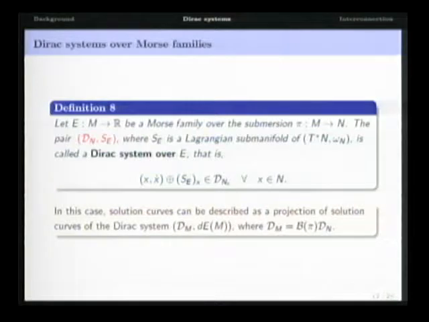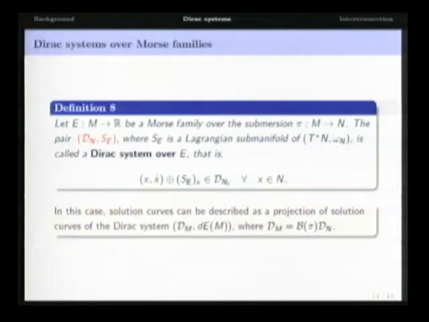Now the extension of this Dirac system is to use the Morse family we defined earlier. So now we take E to be a Morse family over the submersion. Those are the elements we needed to define that. And then we take the pair given by a Dirac structure on N, and then this S_E, which is just the image of the intersection submanifold through that vector bundle morphism we defined. And remember that happened to be a Lagrangian submanifold, and it's living in here.